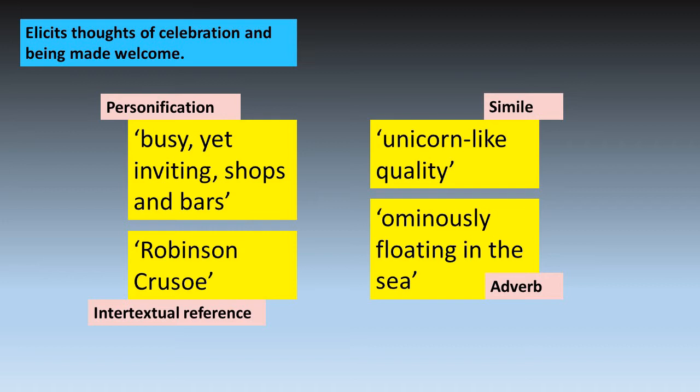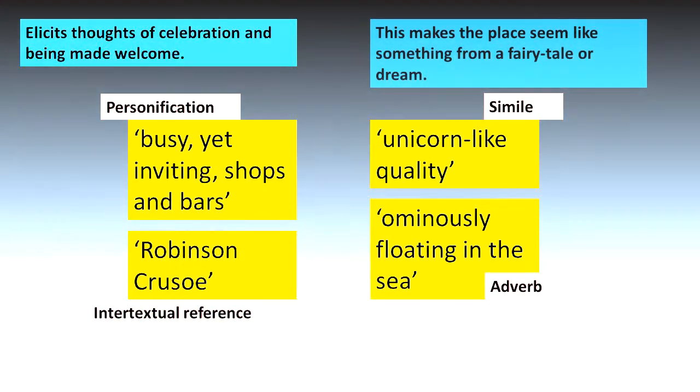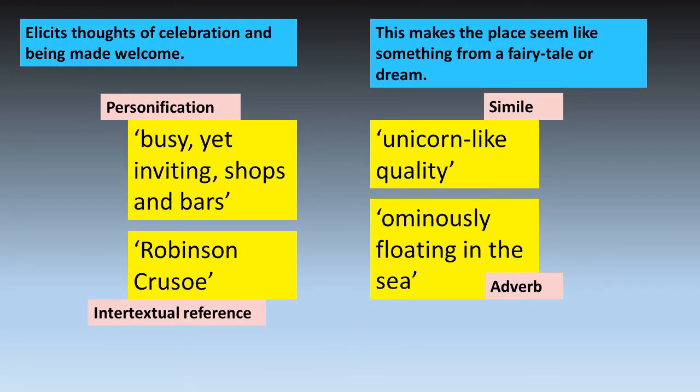So for the first reference there, we've got these busy yet inviting shops and bars. So I'm saying that elicits thoughts of celebration and being made welcome. Even the shops are welcoming, so it makes this traveller seem really at ease and at home. We've got the unicorn-like quality of the coconut trees. So unicorns are from fantasy tales. So this makes the place seem like something from a fairy tale or dream. It's like it's so beautiful that it's unreal. It's hard to imagine just how stunning it is.